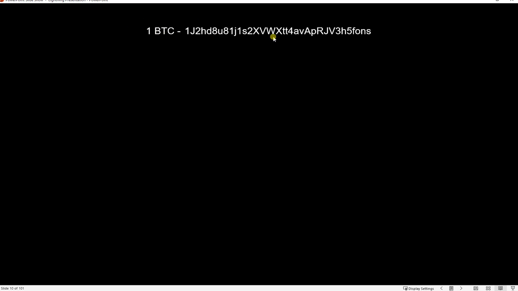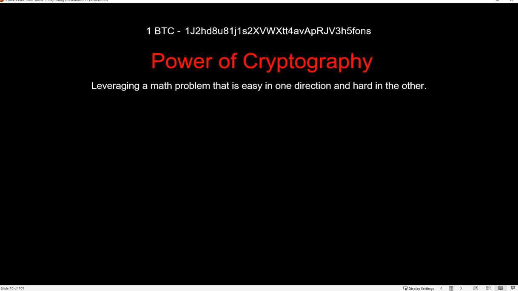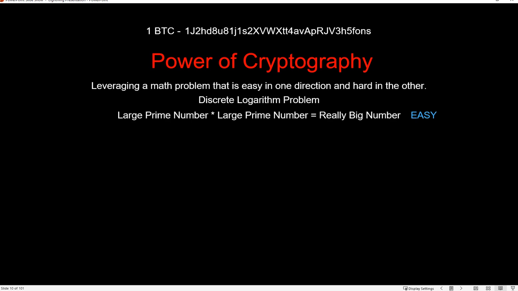How is this address mine? Like, how do I have ownership of this? Like, where's the magic? And that's where cryptography comes in. And really, cryptography, the most simple way I can put it, is leveraging a math problem that's easy in one direction and hard in the other. Well, what does that mean? Well, the classic example, which most of these algorithms are based off of, is the discrete logarithm problem. Well, what's that? Well, it's simply this.